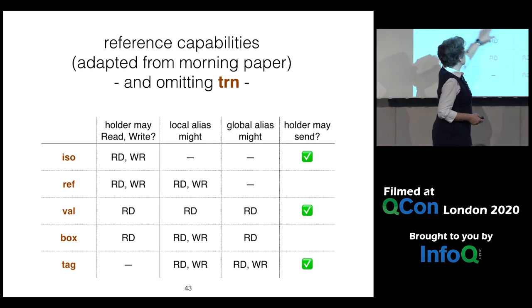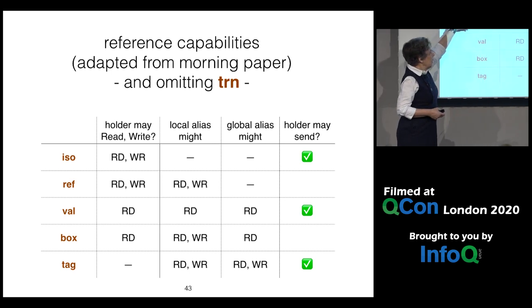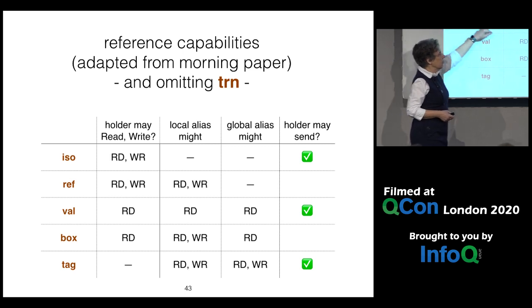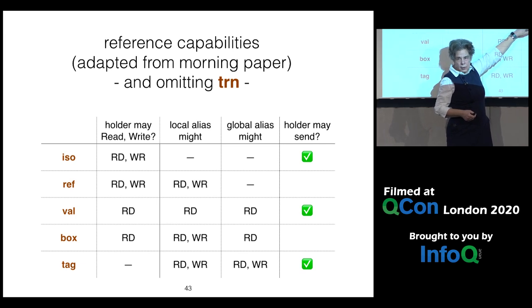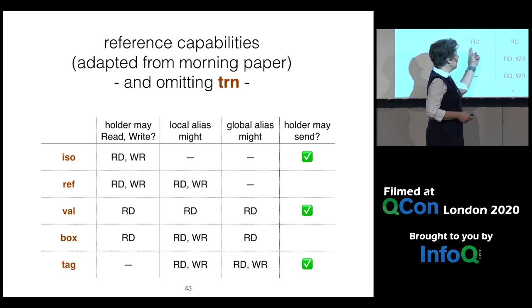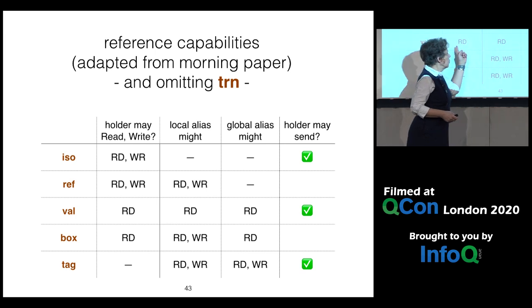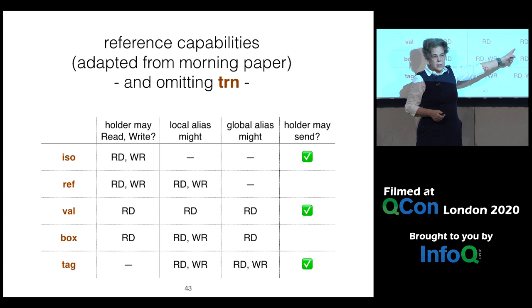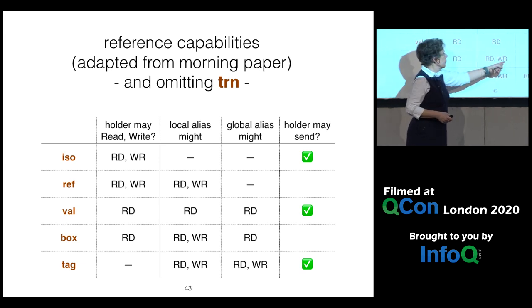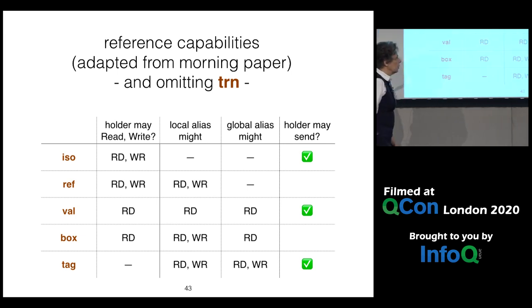The global alias now, since here locally at least one reference is able to write, then the global alias is not allowed to either read or write, otherwise we would have data races. Here, since we want to be sure that we can read, the global alias is also only allowed to read, and here the global alias is also allowed to read.